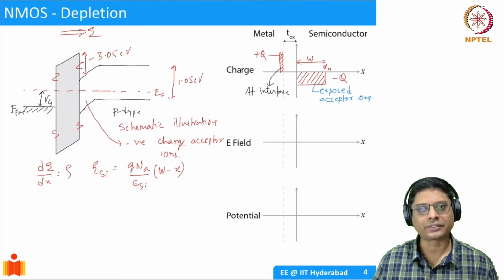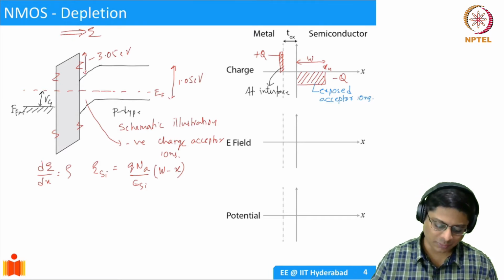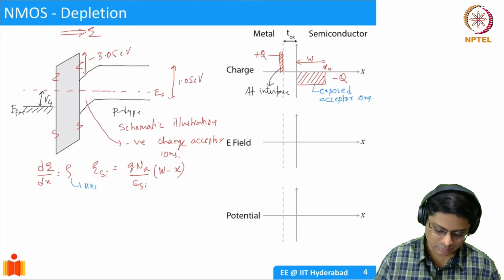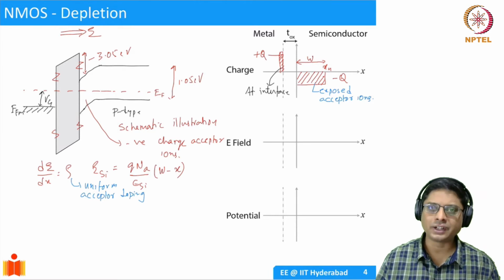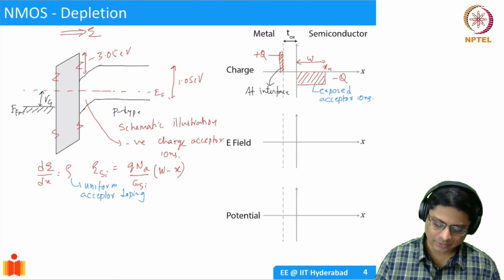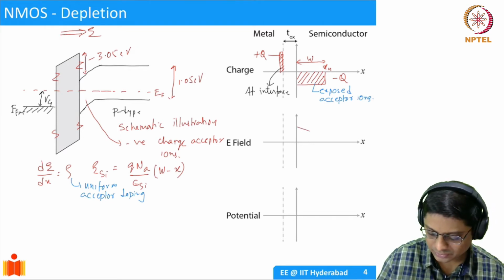Okay. This is the electric field. So what is this ensuring? I know that because this is a uniform doping, rho is uniform. Uniform ionized acceptor doping in the semiconductor, at least, right? So there should be a linear field, and the field has to go to zero at x equal to W, right? So that's why I'll draw my electric field in this fashion.